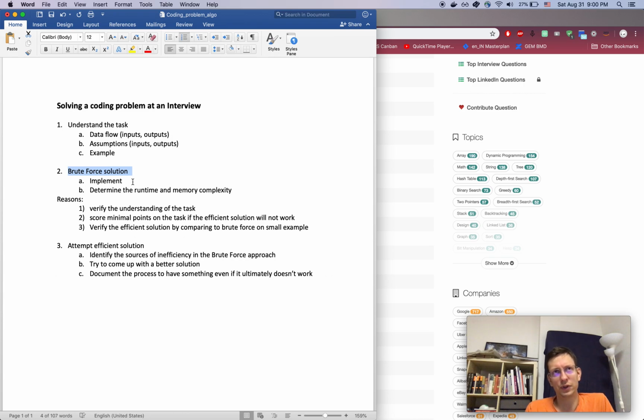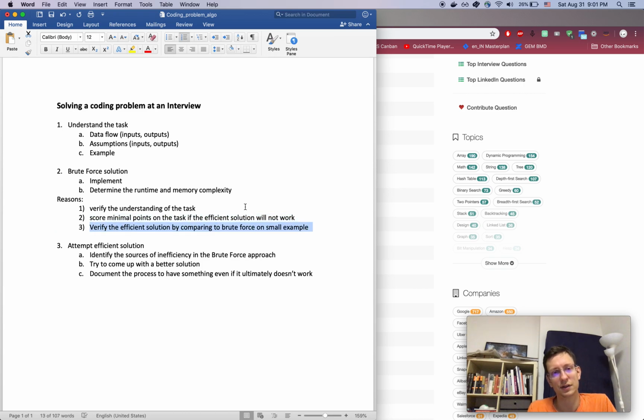So why would you go for an inefficient solution first? You would go for it because it's easy. This is your chance to score some easy points on the task. This is also useful in many settings because you can compare your efficient solution to an easy solution.